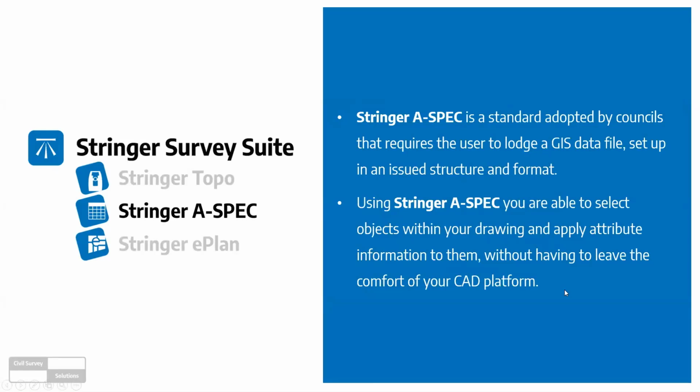So, Stringer A-SPEC, what exactly is it? Stringer A-SPEC is currently a standard adopted by many councils around Australia, and it requires the user to lodge a GIS data file, and that GIS data file needs to be issued in a certain structure and format. Now, to do that normally, you've got a few other pieces of software that can do it. However, none of these allow you to do it within your CAD platform, except Stringer A-SPEC. Stringer A-SPEC allows you to apply attribute information to objects within your CAD platform and not have to deal with any of the external issues of having to export out to a different piece of software.